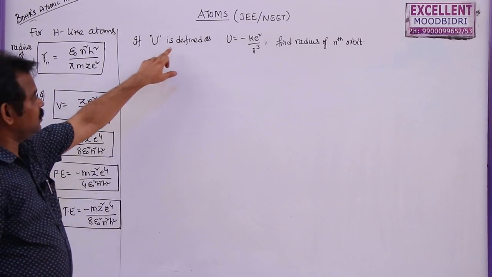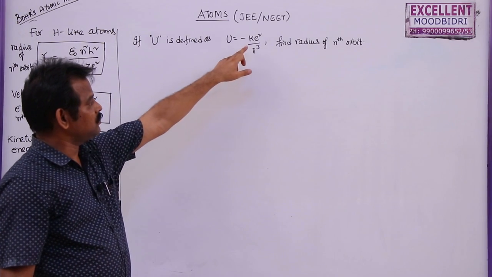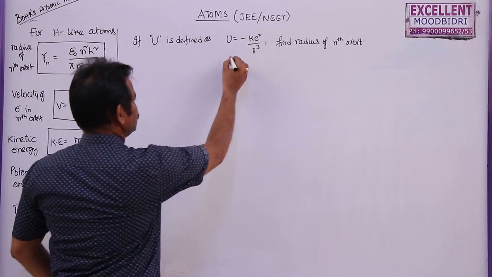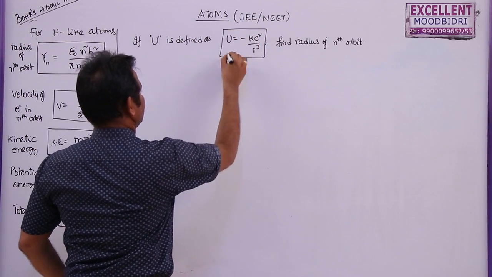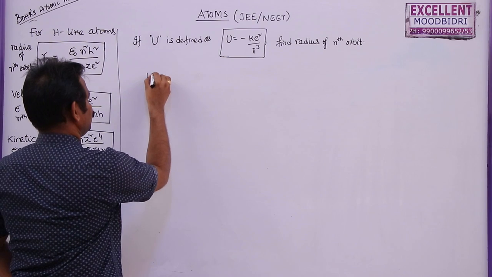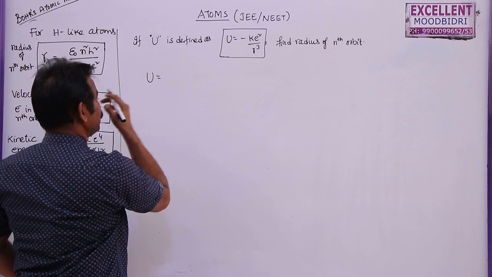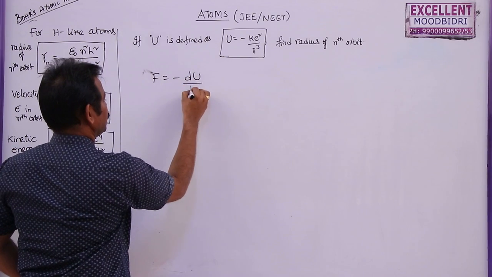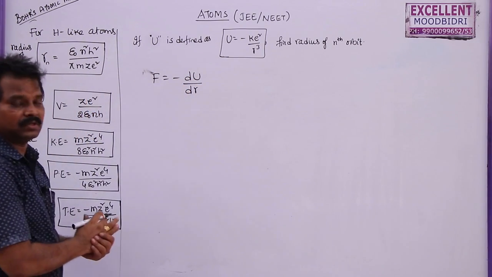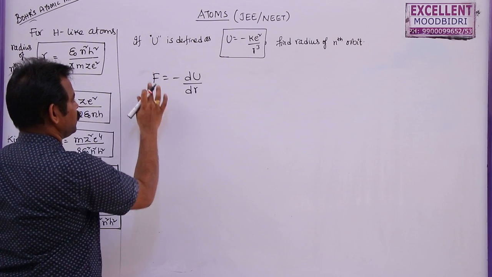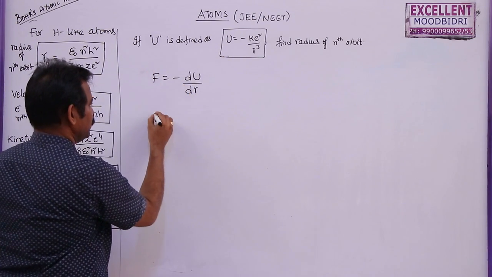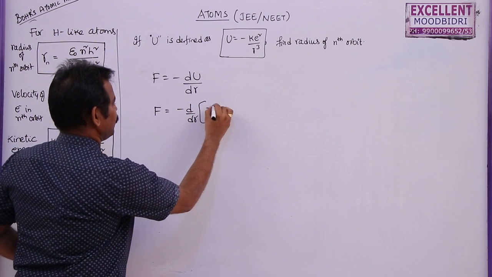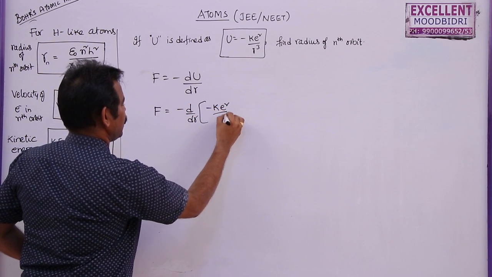If the energy is defined as U is equal to minus k e square by r cube, find the radius of the nth orbit. So this is the total energy here, but we know that the force is given by the negative of the derivative of the total energy with respect to the distance. So for any conservative force, F is equal to minus dU by dr. So what is the force here? Minus d by dr of minus k e square by r cube.